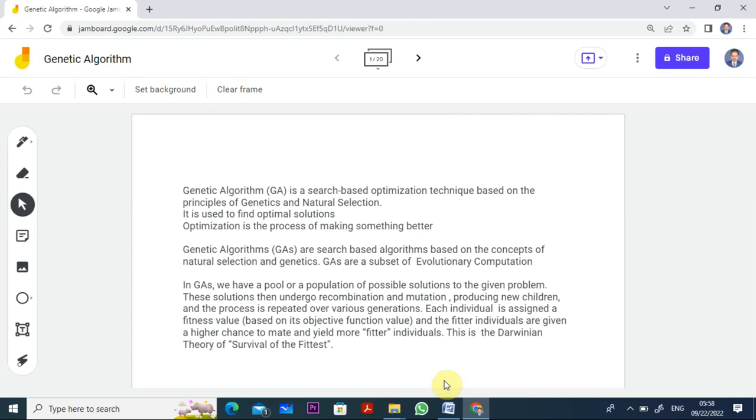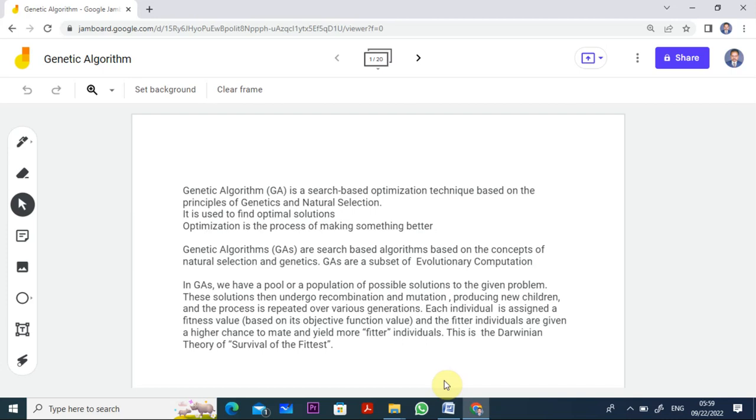Remember one thing, in optimization we are not going to get a solution to a problem. For a problem there are a number of solutions given, and in optimization we have to find the best solution. Out of a possible population of solutions, I am going to find the best solution. These solutions undergo recombination and mutation, producing new children, and the process is repeated over various generations. This is the main principle we are going to adopt here.